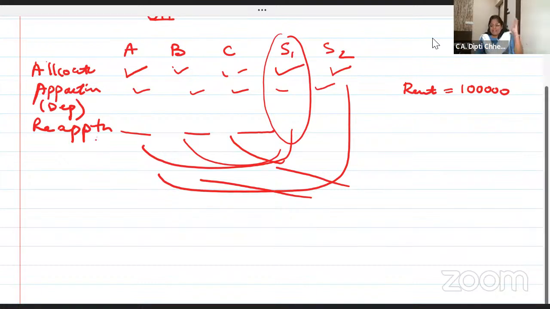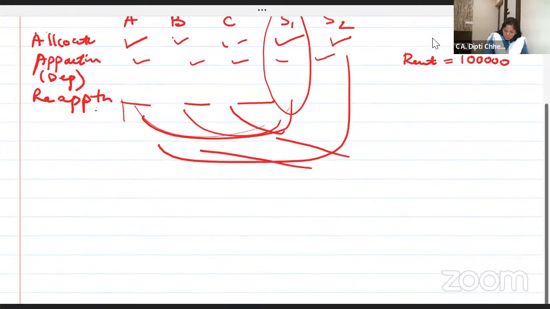You got the meaning? Allocate, apportion, reapportion. Reapportion the service department to A, B, C using different methods: simultaneous equation, repeated distribution, step method, direct method, and so on. Done?